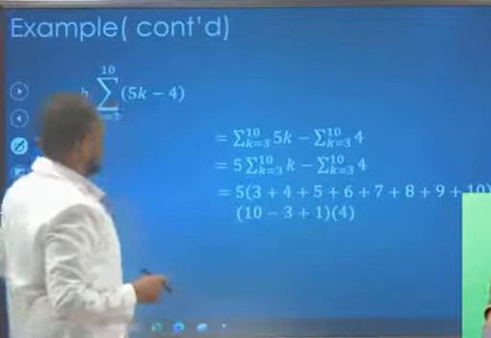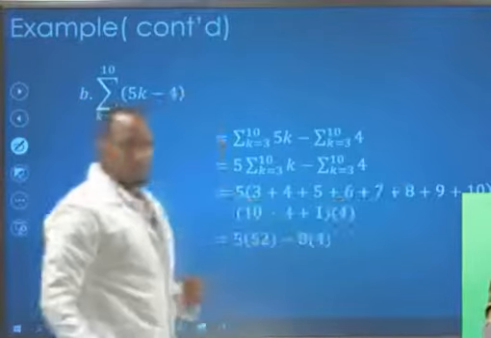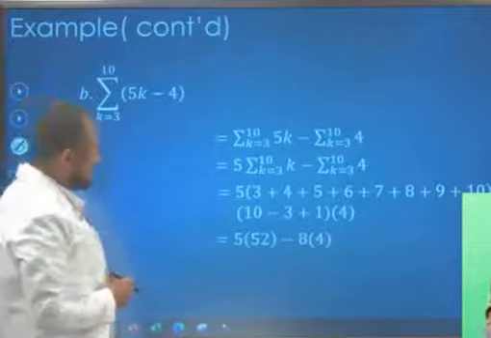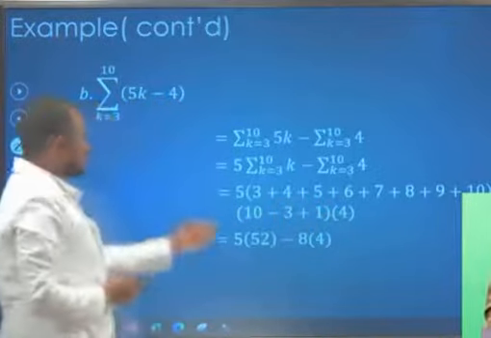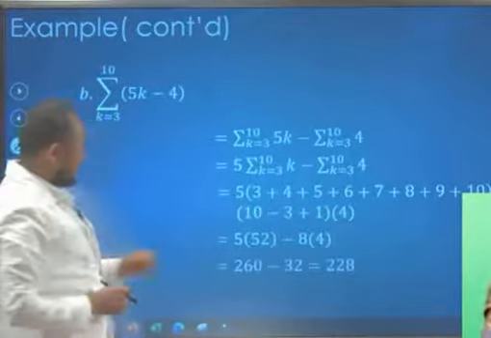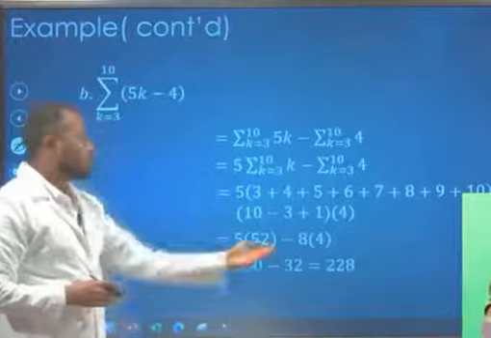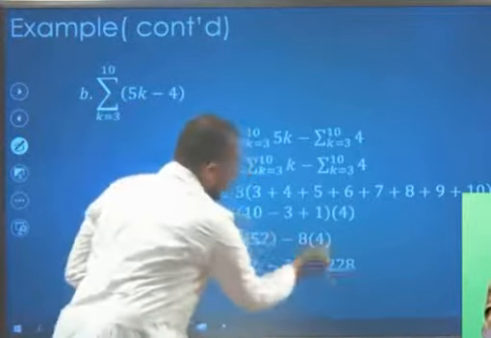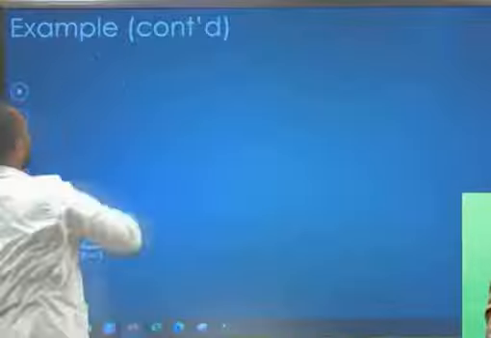So the result will be 5 times, if you add these numbers, you get 52. You can check at the end of the lecture. Minus 4 times 8. So the result will be 260 minus 32. The final answer will be 228. Now, let's continue to the third example.